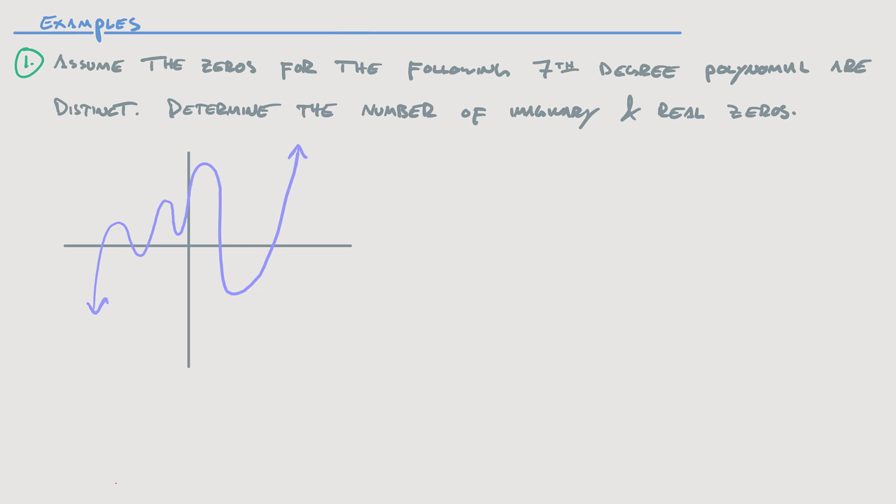All right, example number 1. Assume that the zeros for the following 7th degree polynomial are distinct, and determine the number of imaginary and real zeros. Now for this one, based on the shape of the graph, it doesn't look like there's any repeated zeros, right? There's no multiplicity behavior going on at the x-intercepts. So let's just first count the x-intercepts, and that'll tell us the number of real zeros. Looks like there's 5 of them. Because we know the polynomial is degree 7, there's got to be 7 distinct zeros. 5 of them are real, so 7 minus 5 of them must be imaginary, so 2 of the zeros here must be imaginary. We just can't see them, because they don't correlate to x-intercepts.